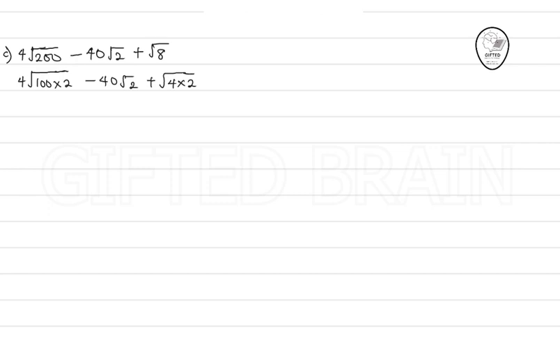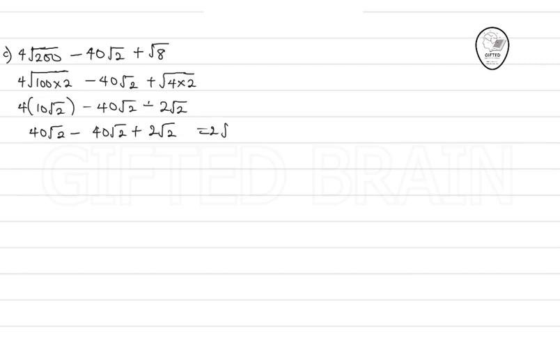So we can go again to say this will give us 4 into the bracket of 10 root 2, then minus 40 root 2 plus 2 root 2. And so we can simplify that to say this is 40 root 2 minus 40 root 2 plus 2 root 2. So our final answer will just be 2 root 2, because 40 root 2 minus 40 root 2 will give us 0.